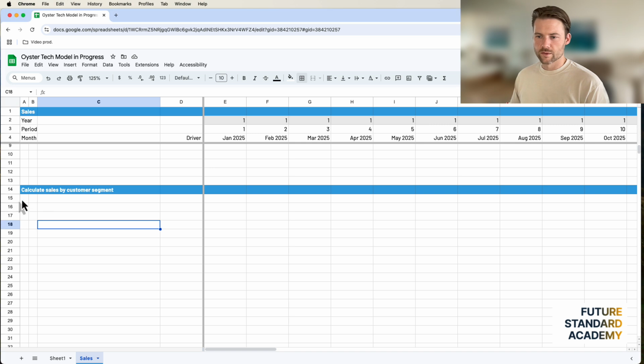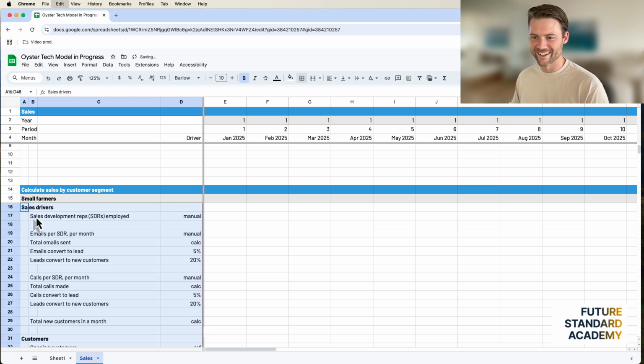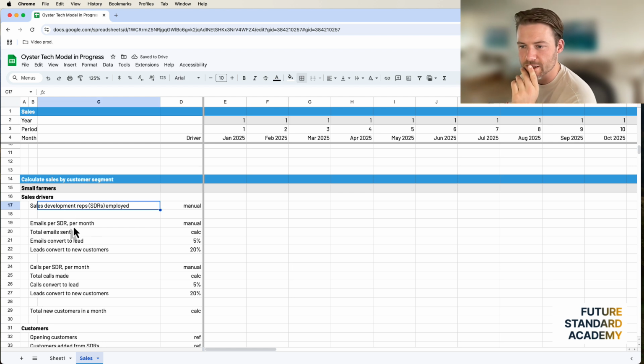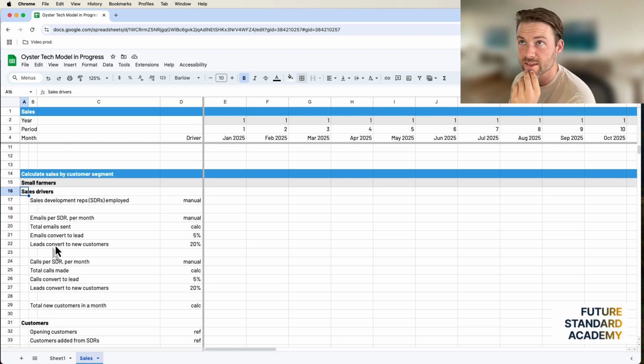So first thing we're going to do is we're going to say, well, small farmers. They're going to have, I'm just going to bring in a whole slew of stuff here. Don't mind me. Okay, so what's happening here is that we have these, here's the categories. Sales drivers. What is driving sales?